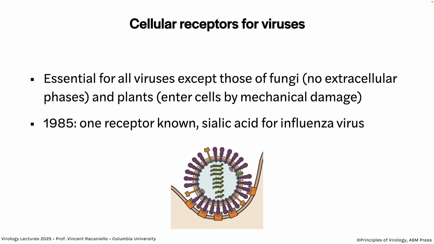No receptors for plant viruses and fungi, but all the other eukaryotes and prokaryotes on the planet, those viruses need to bind to cell receptors. And this is a relatively new field. As recently as 1985, we only knew of one virus receptor, and that is sialic acid. Sialic acid, you're going to hear that a lot. This is the receptor for influenza virus.